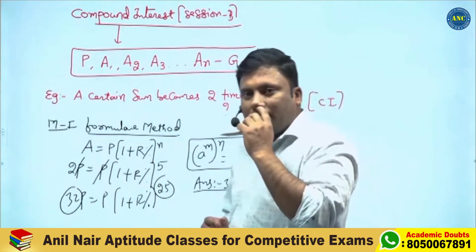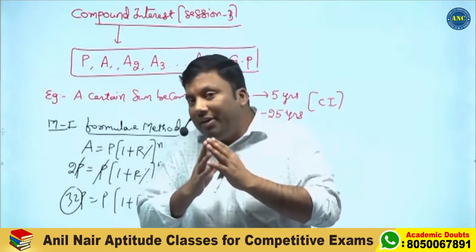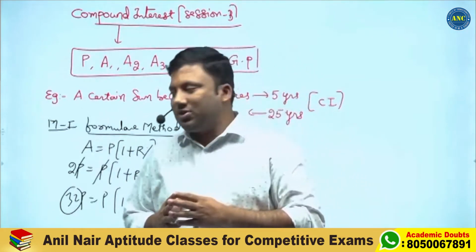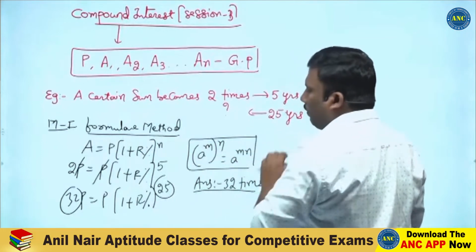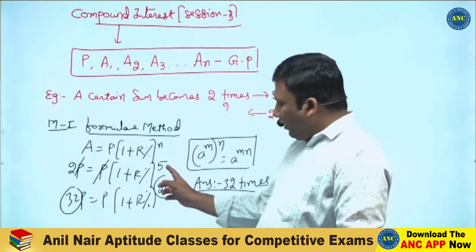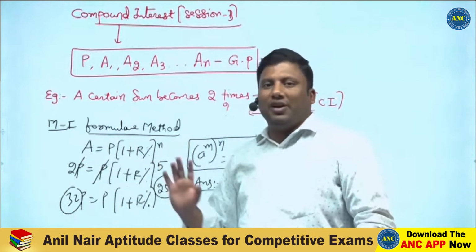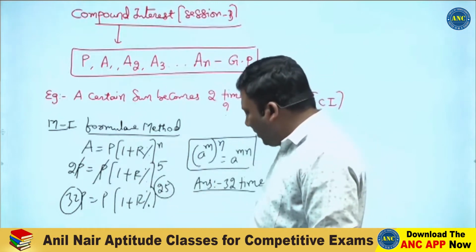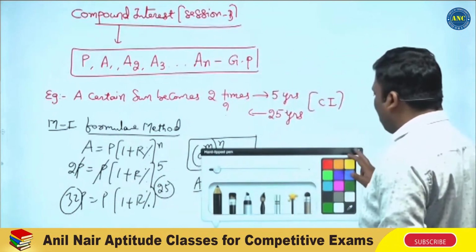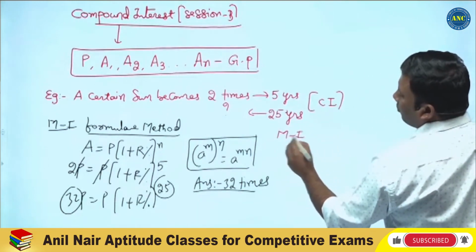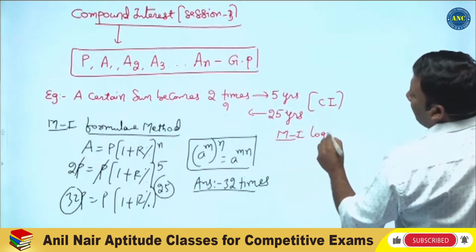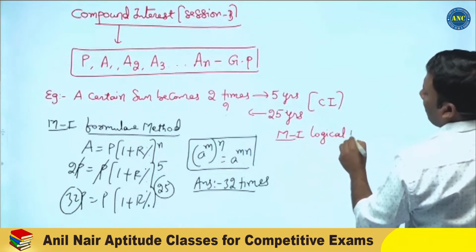As you know, most of my students, we don't use any formulas in any of our problems. This is a formulae method. A power n is A power m into n. So 5 5s are 25, 2 power 5 will be 32. This is one method. Let us solve this problem logically. Method 2. Logical method.